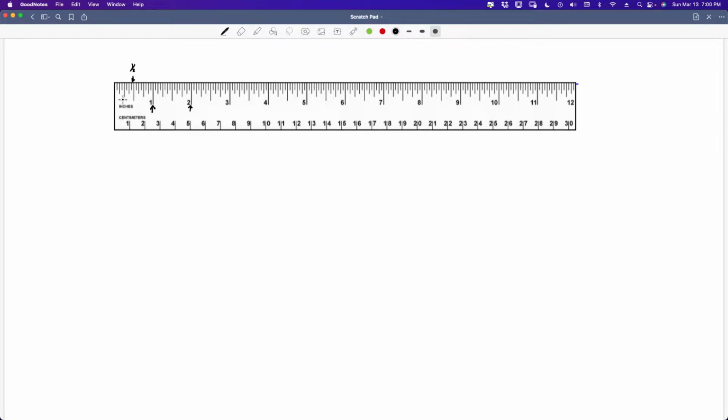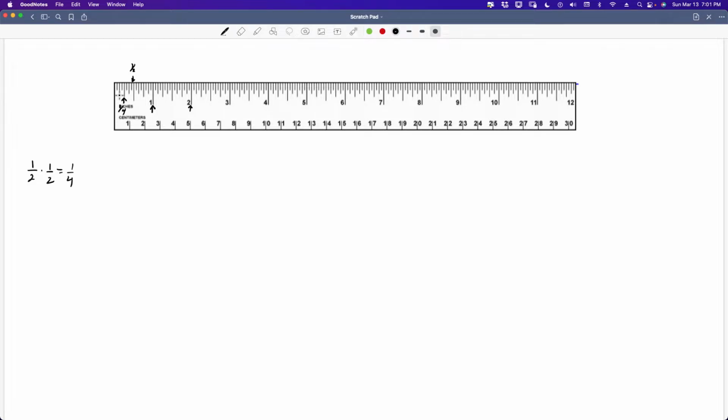Each next longest line divides that section in half. So we have an inch, we have a half inch, then this line, which is the next longest line, divides the half inch in half. And with fractions, how do we divide something in half? We multiply it by 1/2. So that measurement would be 1/4. So this next longest line right here is 1/4 of an inch.